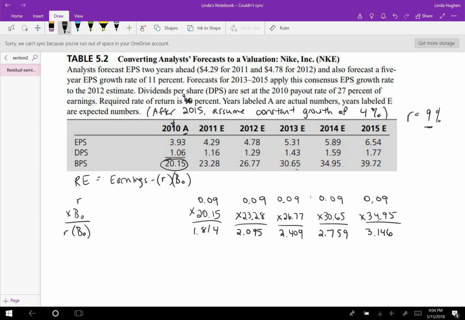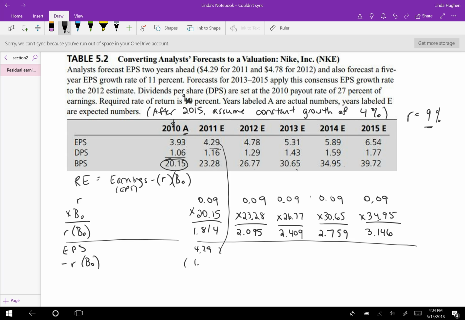All right, now we have the dollar amount of our required earnings. Let's compare our actual earnings, or in this case, earnings per share. Earnings per share minus the required earnings per share that we just solved for here. So earnings per share we see in 2011 is $4.29. Just bringing this number down here. From that, I'm going to subtract what the required earnings are, given the level of investment and the required return. And this is going to give me the residual earnings.